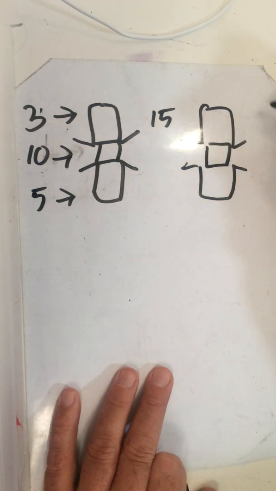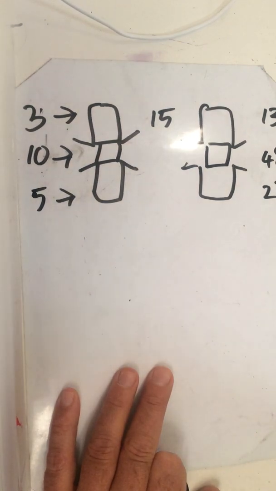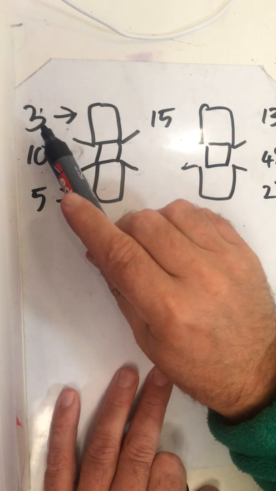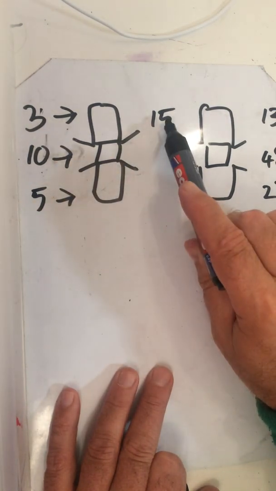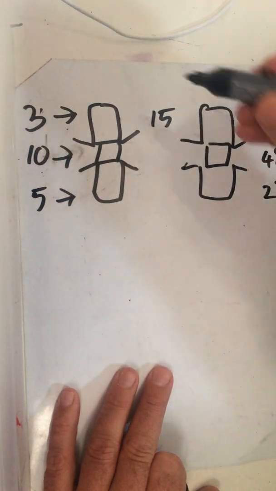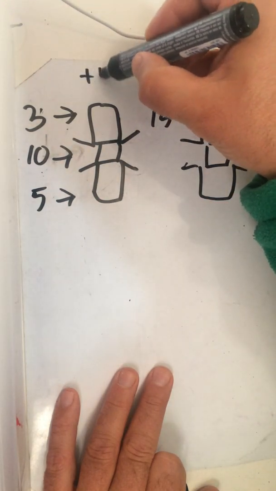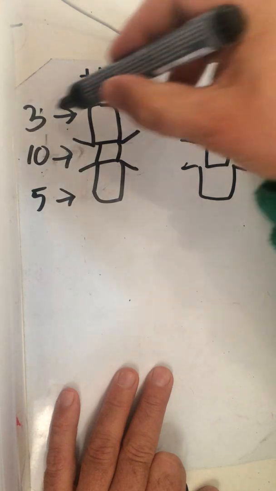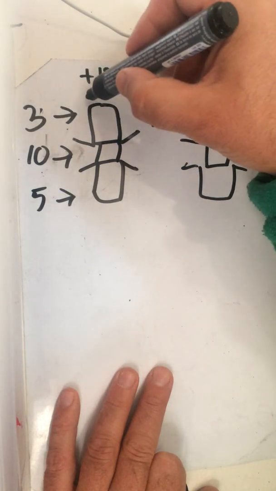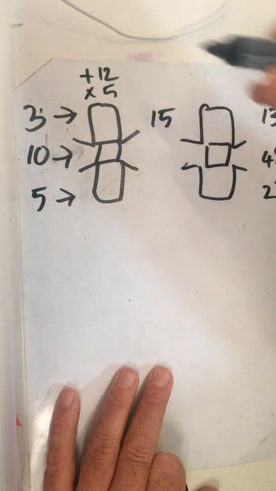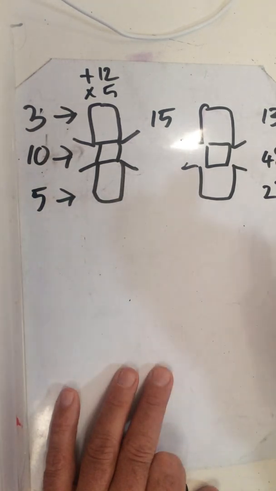And on this side we've got 13, 48, and 23. So again, we can work out what the function machine is doing. 3 through the function machine to 15. So that could be our possibilities. We could be adding 12 to get from there to there, or multiplying by 5. Now we won't know until we look at the next number.